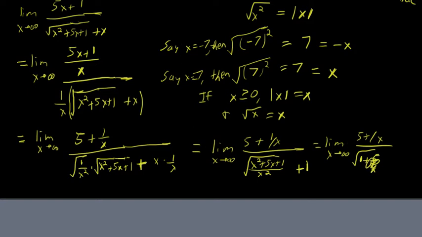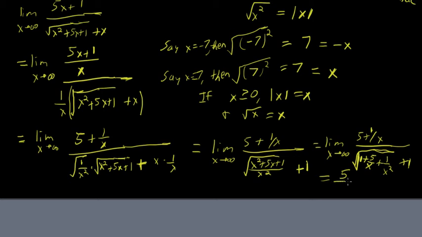Go ahead and erase that, make this a little bit clearer. Five over x. And to be clear, all this is under the square root. Plus 1 over x squared. This is also under the square root. And outside of the square root, we have plus 1. So now we take the limit as x gets really big. Oops, there should be a 1 over x. As x gets really big, 1 over x approaches 0. 5 plus 0 is 5.